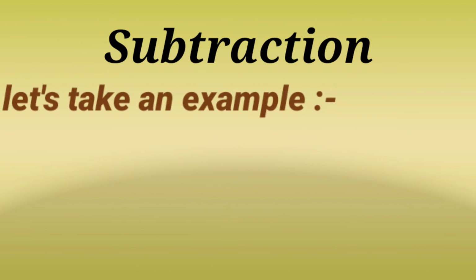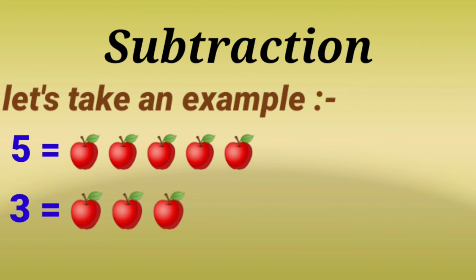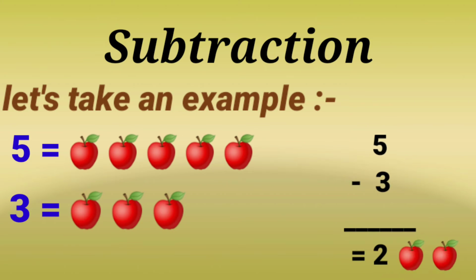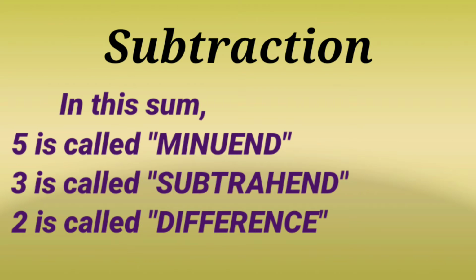Let's take an example. Suppose I have 5 apples and I gave my friend 3 apples. So now, how many apples do I have? Let's count. 1, 2. I have 2 apples. So 5 minus 3 equal to 2. In this sum, 5 is called minuend, 3 is called subtrahend and 2 is called difference.